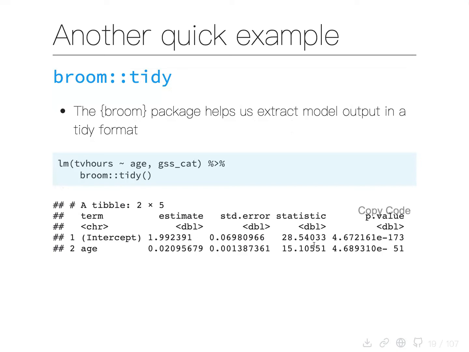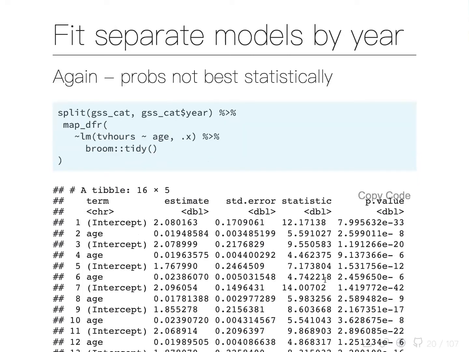One more quick example. There's a package called broom that you may or may not be familiar with, which will basically take model output and put it in a tidy data frame. Here I am applying the model TV hours modeled by age for GSS cat, and I broom tidy it, and we get the term and then the estimates and some other stuff. What we can do is split this by year and then use map_dfr to fit a model to each year and then broom tidy it. And we get this data frame that looks like this.